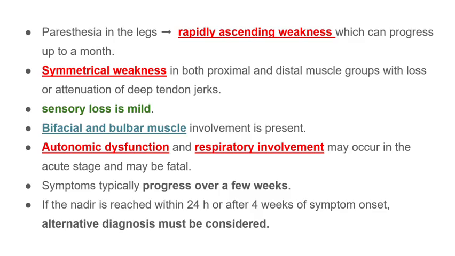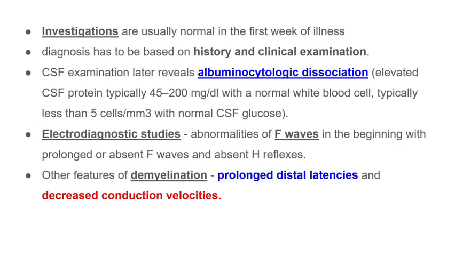Symptoms typically progress over a few weeks. If the peak is reached within 24 hours or after 4 weeks of symptom onset, an alternative diagnosis must be considered. The investigations are usually normal in the first week of the illness. Diagnosis has to be based on history and clinical examination. CSF examination later reveals albuminocytological dissociation.